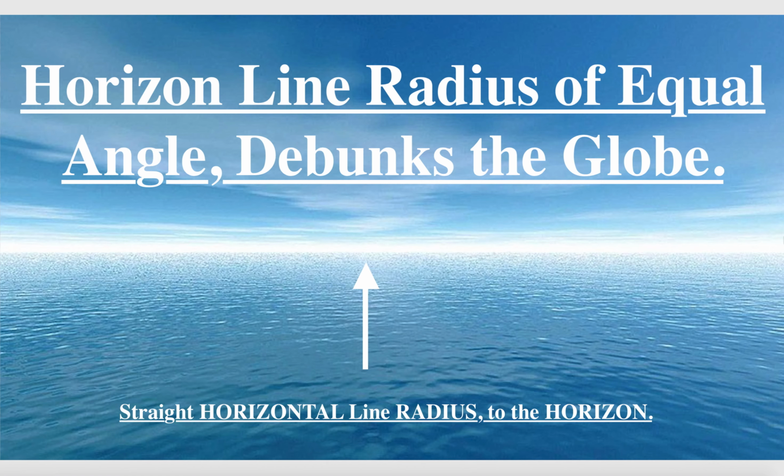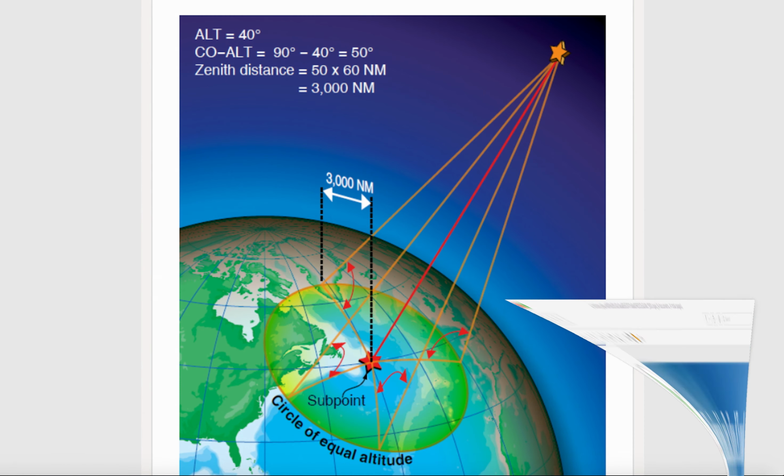Okay, this is going to be a video about the sextant and how it doesn't work on a globe earth. How that is only mathematical and it doesn't work in reality. Okay, the title of this video is Horizon Line Radius of Equal Angle Debunks the Globe. So let's get started. I'm not going to spend too much time talking.